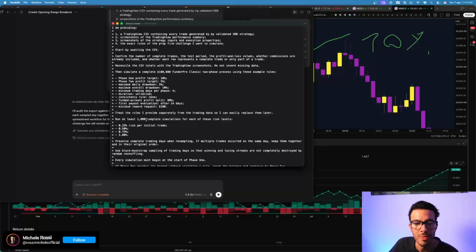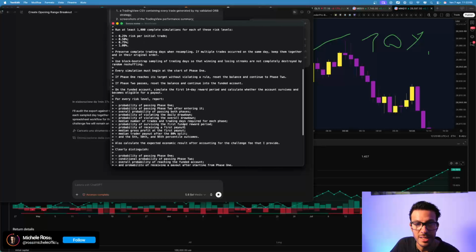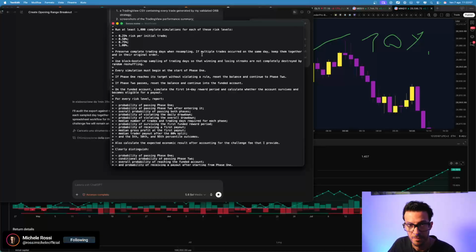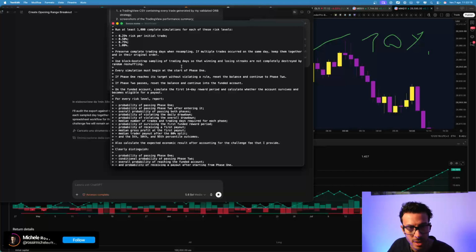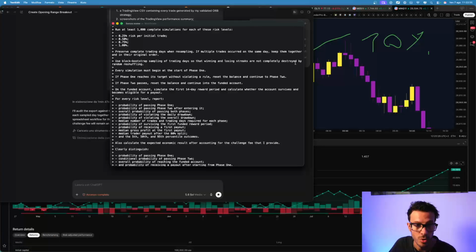Run at least 1,000 complete simulations for each of these risk levels: 0.5, 0.75, 1% per trade. Preserve complete trading days when resampling. If multiple trades occurred on the same day, which is not the case for this strategy, keep them together and in their own original order. Use block bootstrap sampling of trading days so that winning and losing streaks are not completely destroyed by random reshuffling.